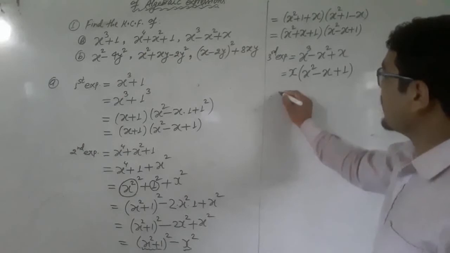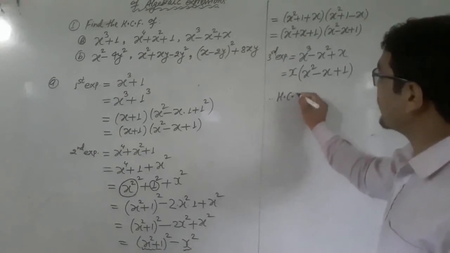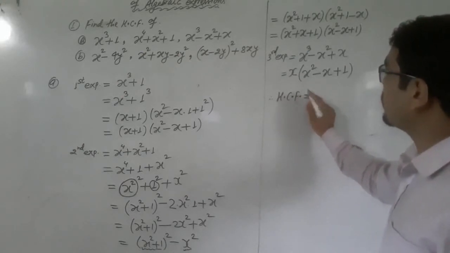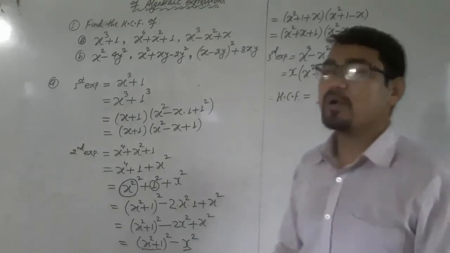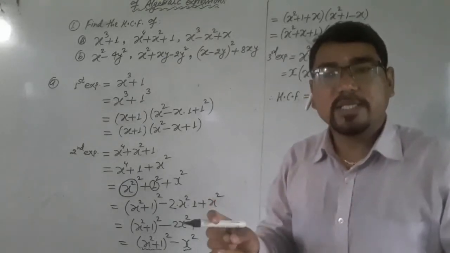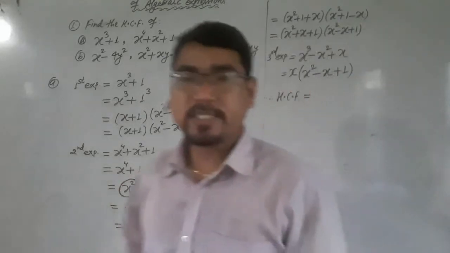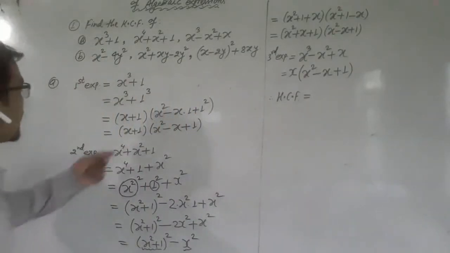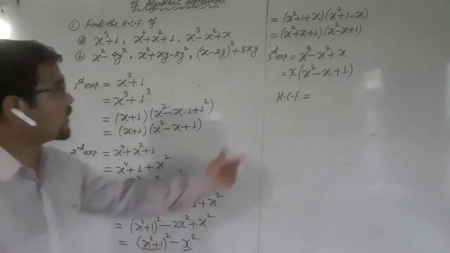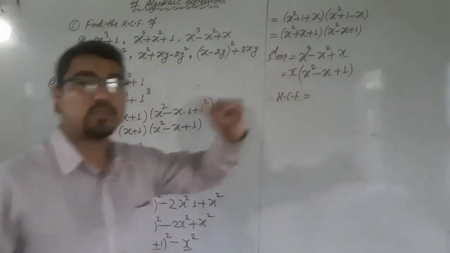Therefore, now we are writing the HCF here. HCF means the product of common factors. Let's see what the common factors are. Here is x plus 1, but we don't have it in the second expression and here also, so it is not common.